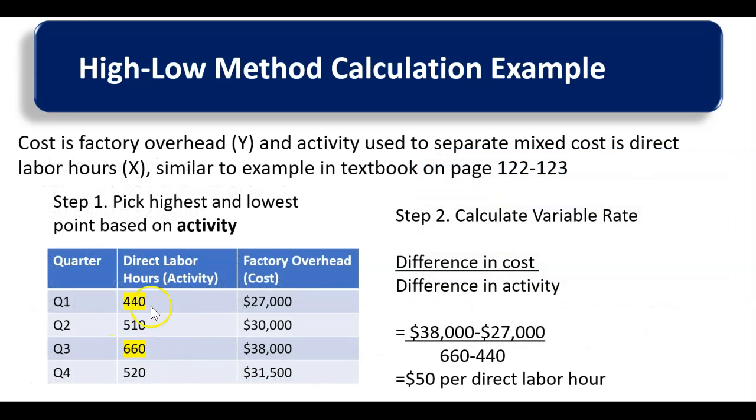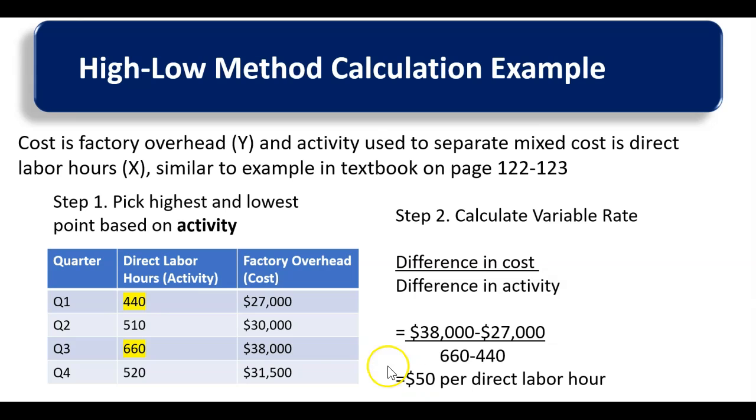So once we have that highest point picked and that lowest point picked, we're going to calculate our variable rate. And remember that our variable rate is the difference in cost for our 2 points divided by the difference in activity for our 2 points. So here's our difference in cost, our 38,000 minus our 27,000. That's our difference in cost on the top here. Our difference in activity or volume level is going to go on the bottom. So we're going to take our highest, 660, minus 440. Once you do that calculation, you're going to get $50 per direct labor hour.